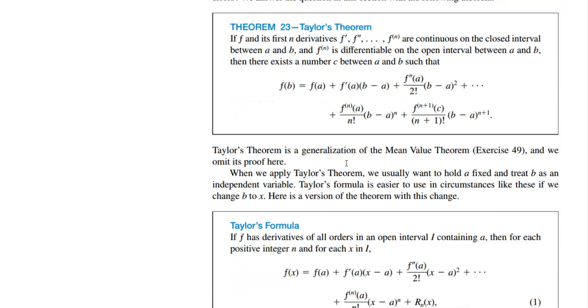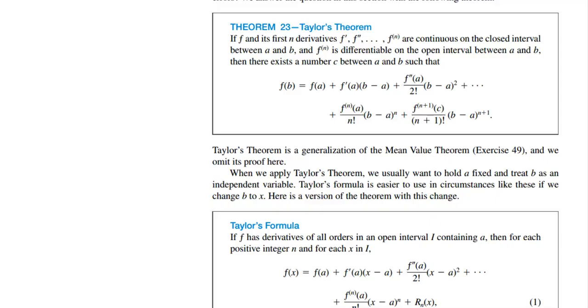So here's Theorem 23. This is Taylor's theorem. If f and its first n derivatives are continuous on the closed interval between a and b, and the nth derivative of f is differentiable on the open interval between a and b, then there exists a number c between a and b such that f(b) equals f(a) plus f prime of a times (b minus a), plus f double prime of a over 2 factorial times (b minus a) squared, plus, we keep going, plus the nth derivative of f at a over n factorial times (b minus a) to the nth power, plus the (n+1)th derivative of f at c over (n+1) factorial times (b minus a) to the n plus 1.